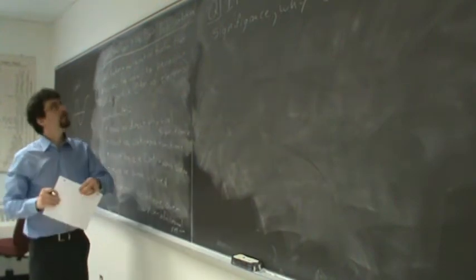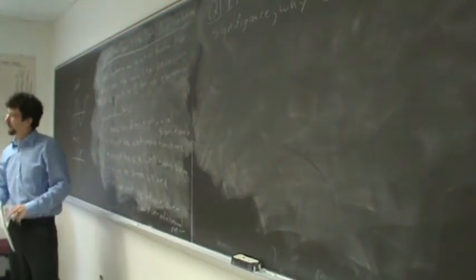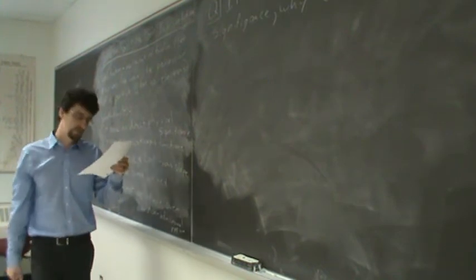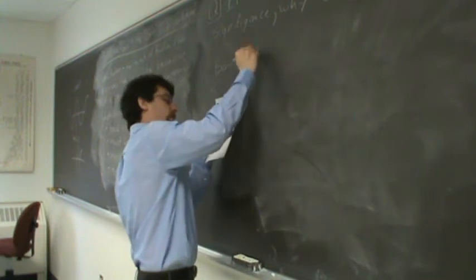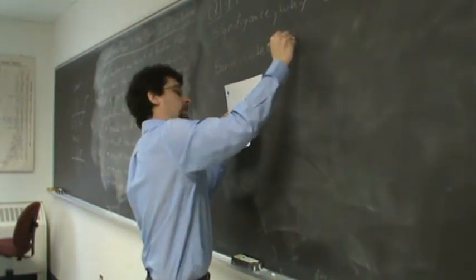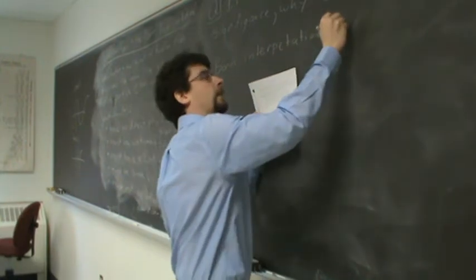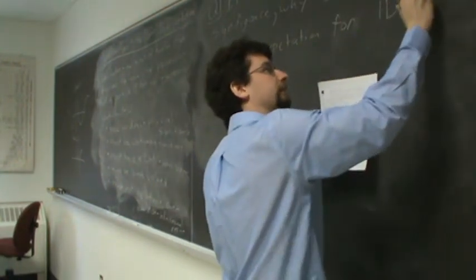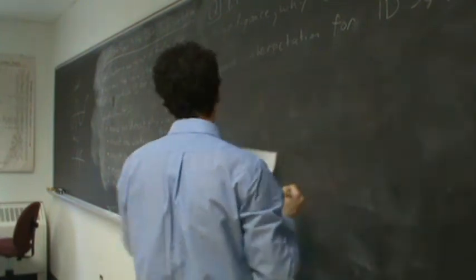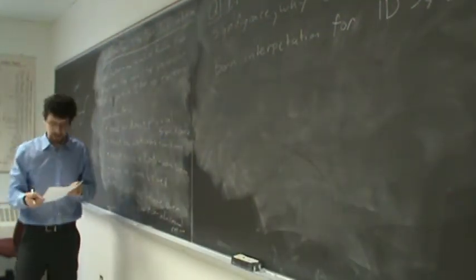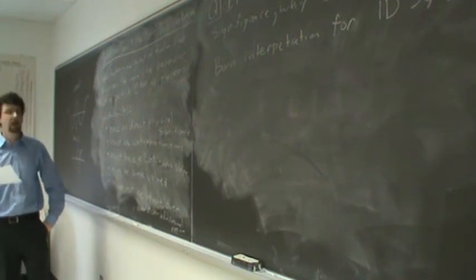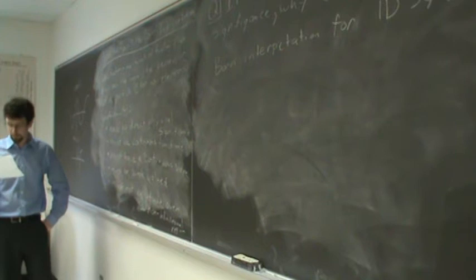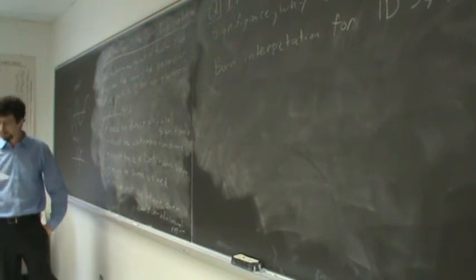So, we've talked about wave functions. Let's talk about the Born interpretation. This is where we start to see the physical significance of this. So we're going to look at the Born interpretation for a 1D system. And what Born said was, if the wave function of a particle has a value of psi at some point in space, then the probability of finding that particle is proportional to psi squared.